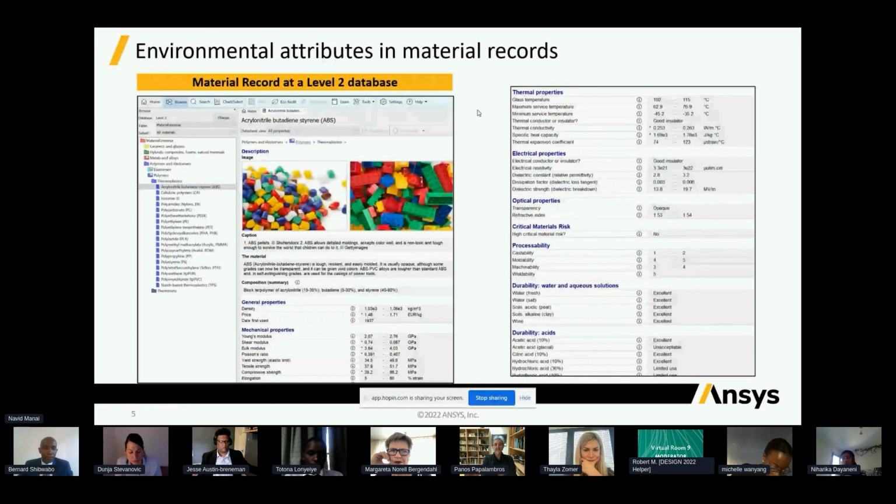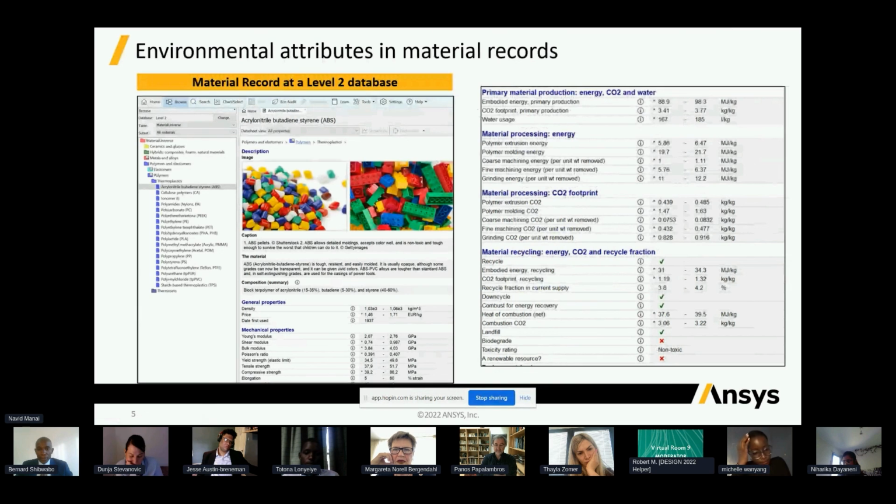In this slide, I've included a typical data sheet for one of the materials, ABS, in one of the introductory databases. As you can see, we have images of components that are manufactured using specific materials, as well as engineering properties, for example, mechanical attributes, thermal, electrical, optical attributes, as well as durability. But we do also have in these material records environmental attributes of materials, and these include embodied energy, CO2 footprint, and water usage for primary production of materials, as well as their processing. We do also have information about end-of-life attributes of materials, including whether the material is recyclable or not, and if it is recyclable, the environmental impact of that recyclability is mentioned here.